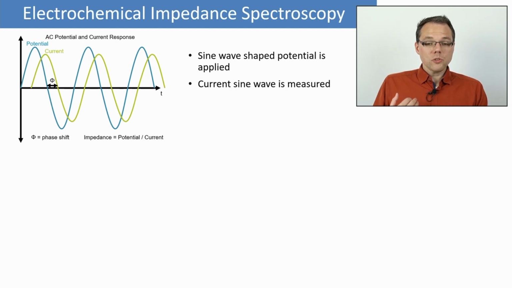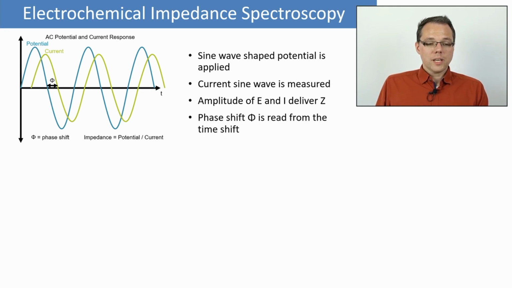And usually you try to have a system, or you need a system, where the response is linear, so you always also get a sine wave back. From these two waves, you can calculate the impedance, Z, and the phase shift, phi, which is read from the time shift of the two curves. Both values are actually calculated in the software, so you don't have to do it manually.